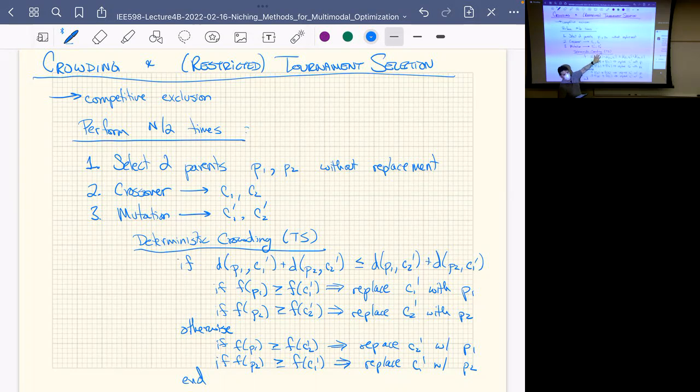out which parent-offspring pair are the closest, and then we do tournament selection among those close pairs. 2 tournaments, one with this pair, one with this pair. You get 1 winner in each. This is the P1C1, P2C2 option. This is the P1C2, P2C1 option. But it's just finding the 2 parent-offspring pairs that are closest. That's it. All right, so that's deterministic crowding.